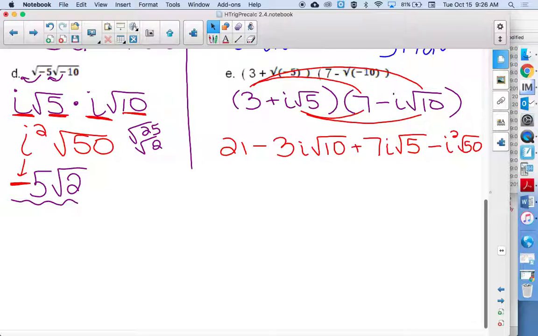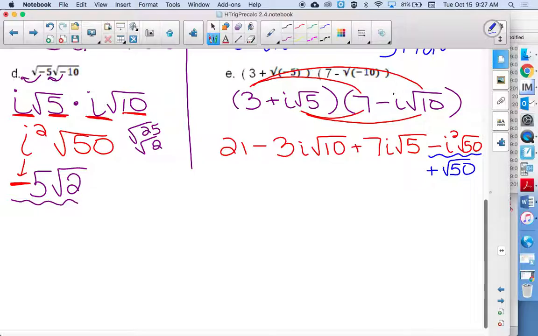So what does the last term turn into? Negative I squared square root of 50. Colin, what's that turn into? Yeah, so that really is plus the square root of 50. And Colin, we know the square root of 50 is really? Square root of 25 times the square root of 2, which makes 5 square roots of 2.